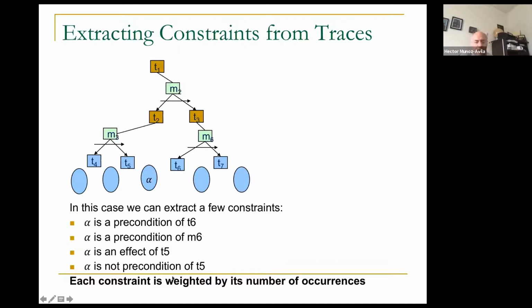And then each constraint will be weighted based on the number of occurrences. So if in all of the traces, like we have 300 traces, and there are 20 occurrences of alpha occurring in the state right before T6 is applied, then we will have this constraint with a weight of 20. On the other hand, suppose we have this method 6, and this alpha only happens once, then this condition will have a weight of only 1. So that's the way we construct these conditions.